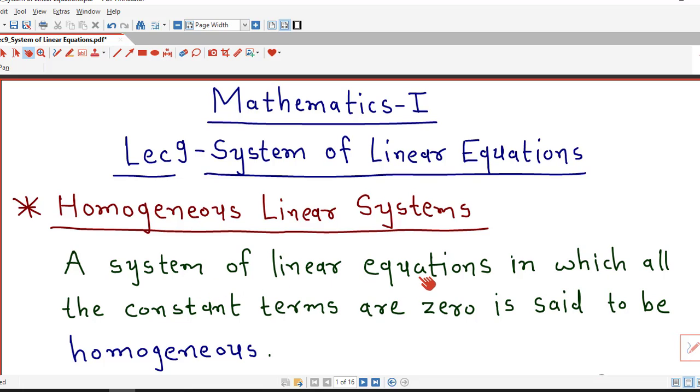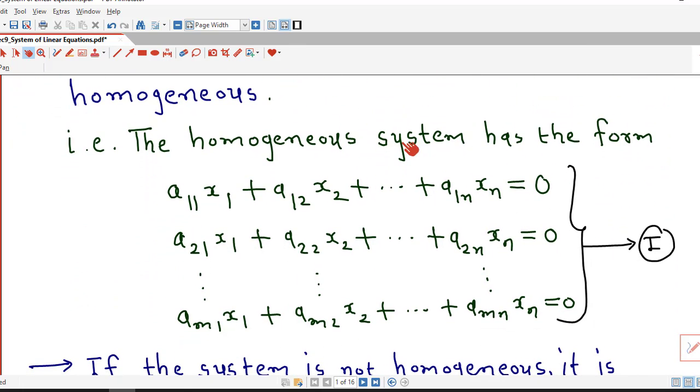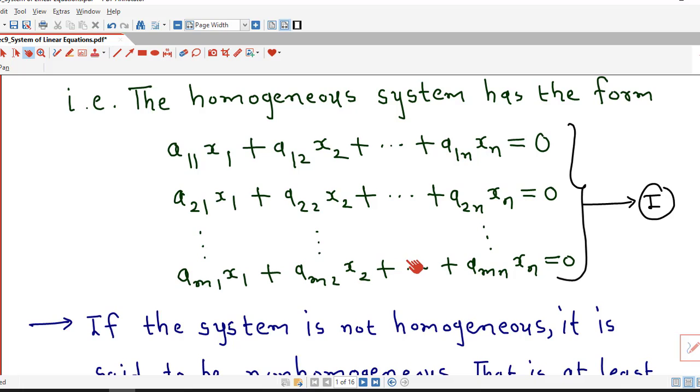A system of linear equations in which all the constant terms are 0 is said to be homogeneous. So the homogeneous system is a system in which all the constant terms are 0. We can see here the general form of a homogeneous system of m linear equations in n variables x1, x2, xn. All the constant terms written on the right hand side are 0, and if we have this type of system then it is known as a homogeneous system.